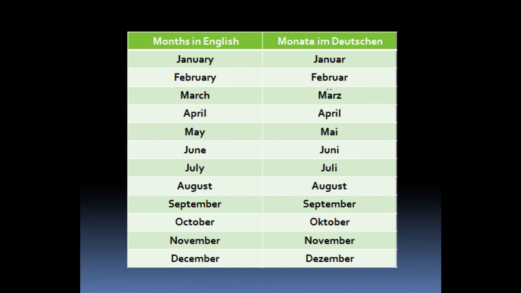To watch how to pronounce each alphabet, you need to watch Lesson 2. Lesson 2 is all about the alphabets in German language. Okay? We will repeat one more time. Januar, Februar, März, April, Mai, Juni, Juli, August, September, October, November, December.